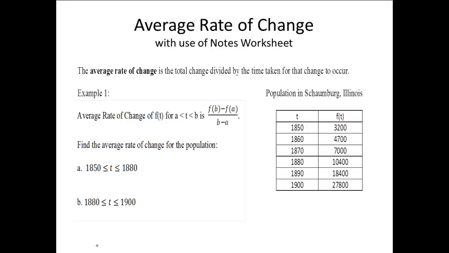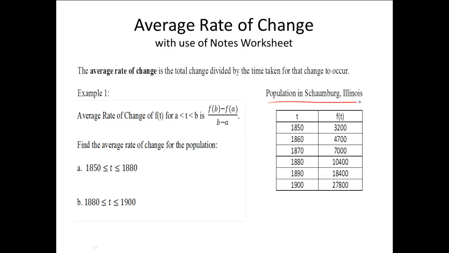This is video 6. We're looking at the average rate of change. You should have a note sheet, and this is the first example on that sheet. The average rate of change is the total change divided by the time for that change to occur. So we're just looking at a rate of change on a certain plot of data.